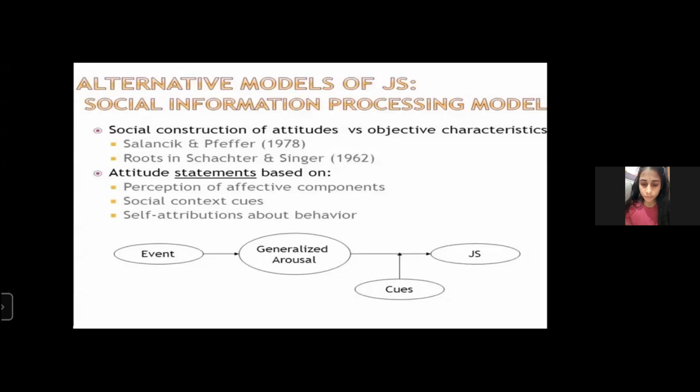Now, alternative model. Alternative model, social contribution of alternative versus objective characteristics. Attitude statements based on perception of different components. Social context causes self-attributions about behavior.